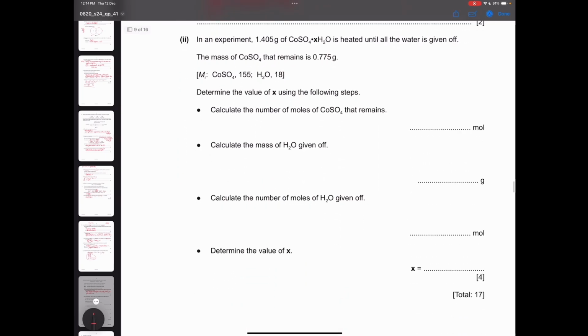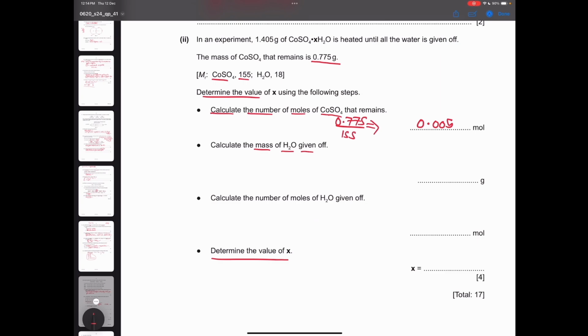Now, the stoichiometry question, our favorite. In an experiment, 1.405 grams of this much was used. Determine the value of x. So, ultimately, we have to find the value of x. Let's start with the basic questions. Calculate the number of moles of CoSO4 that remains. The remaining mass is 0.775. The molar mass is 155. So, you do 0.775 by 155, your answer will come out to be 0.005.